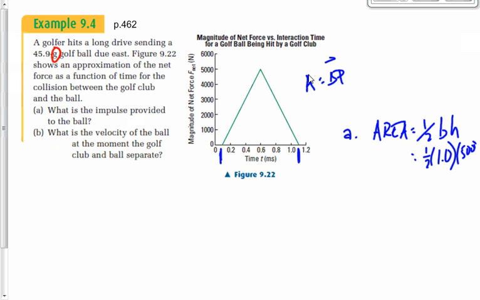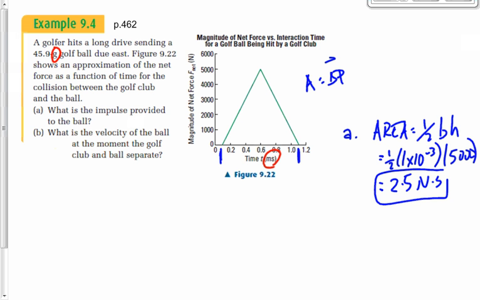Oh, wait a second. I almost made a mistake here. You notice this? Those are non-standard units as well, and I missed those when I looked at the question. Millisecond is 10 to the minus 3. So my base isn't 1. My base is 1 times 10 to the minus 3, 1 millisecond. The height's still 5,000. When we do this, it works out to be 2.5 Newton seconds. Impulse, 2.5 Newton seconds.